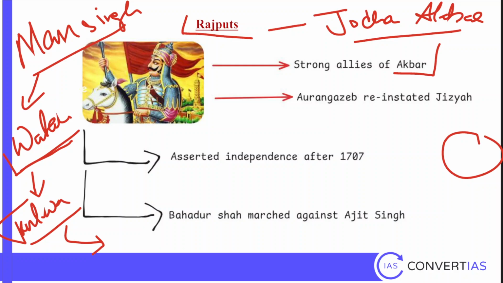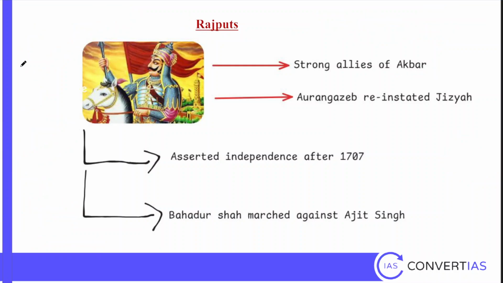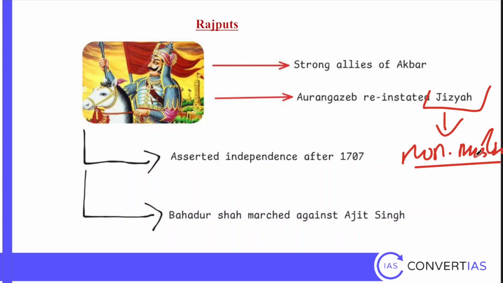So the point here is Rajputs were a strong ally of the Mughals during the time of Akbar. But when Aurangzeb came, he reimposed the jizya. Now, jizya is a religious tax, a tax that has to be paid by non-Muslims. When you impose a tax like this, your relation with the Rajputs will get bad. So Rajputs will start to rebel. So this relation was compromised during the time of Aurangzeb itself. Once Aurangzeb died in 1707, the Rajputs started asserting their independence.